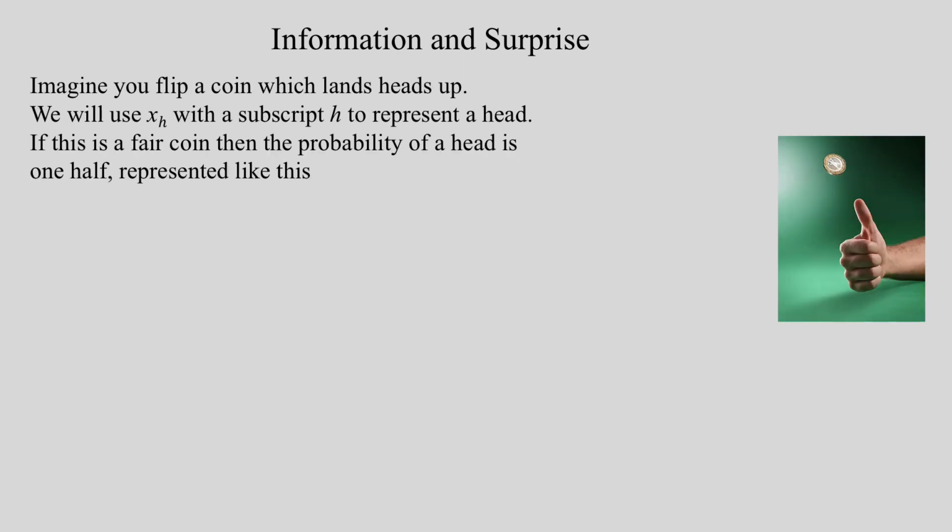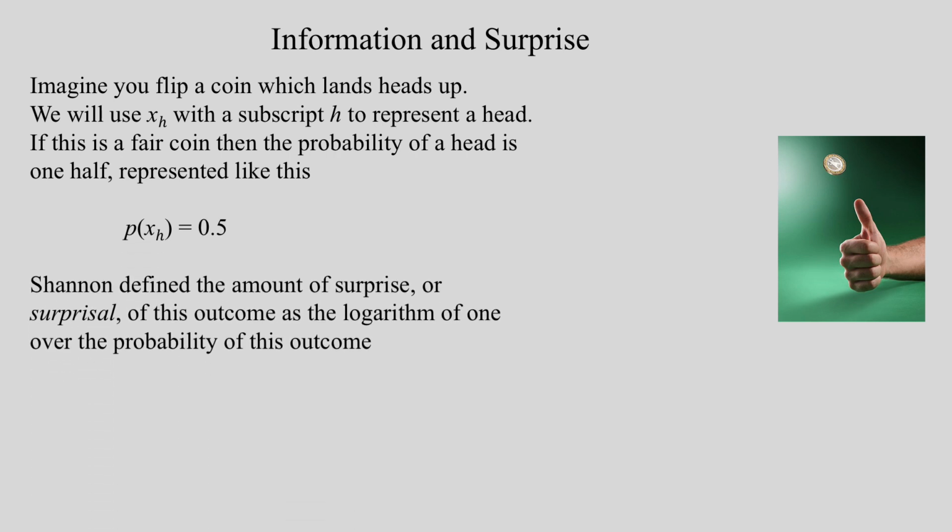Imagine you flip a coin which lands heads up. We will use X with a subscript H to represent a head. If this is a fair coin, then the probability of a head is 1/2, represented like this. Shannon defined the amount of surprise or surprisal of this outcome as the log of 1 over the probability of this outcome.